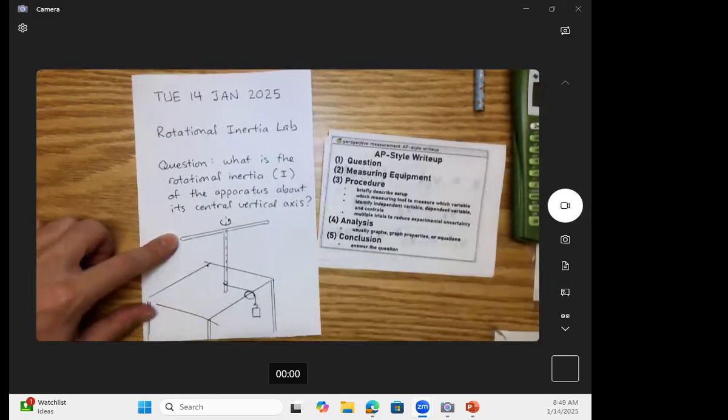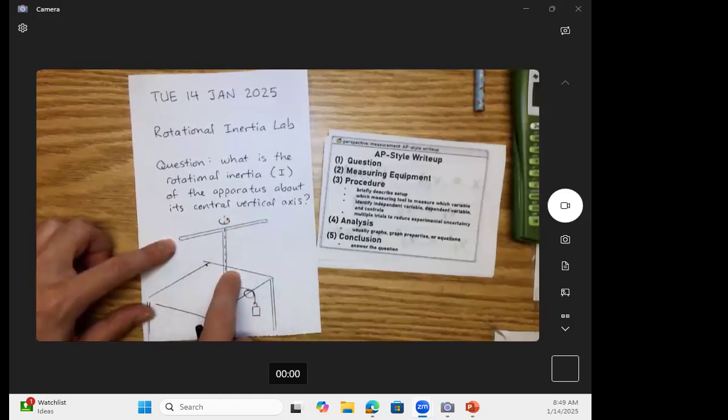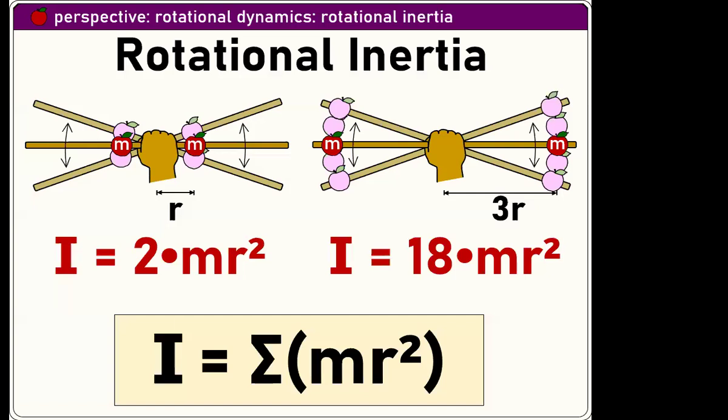So I got this pipe system. It's a low friction system, and it can twist around the central vertical axis. Now, if it was rotating about any different axis, it would be a different rotational inertia, right? So here, let's see if I can show this.